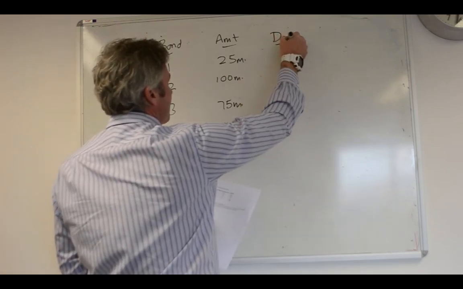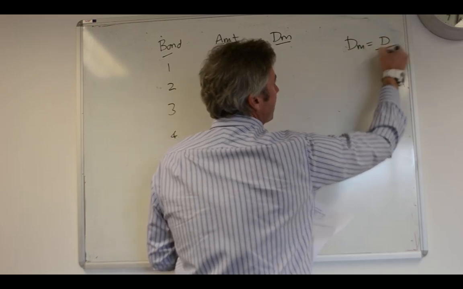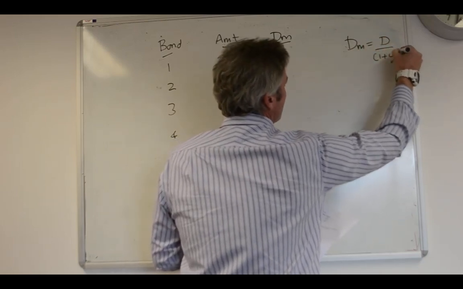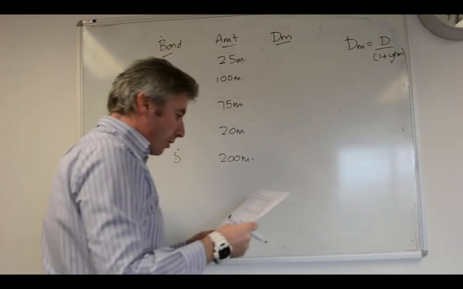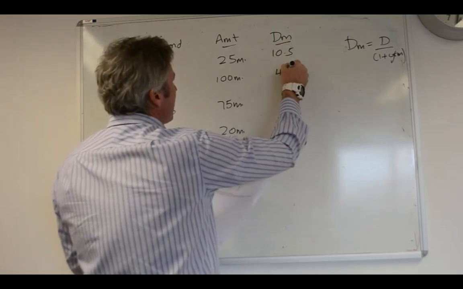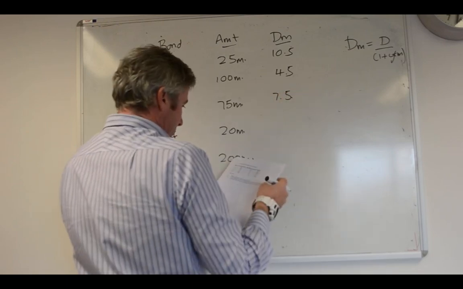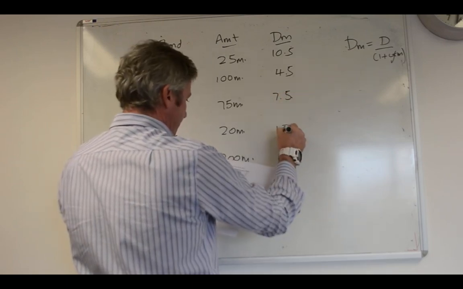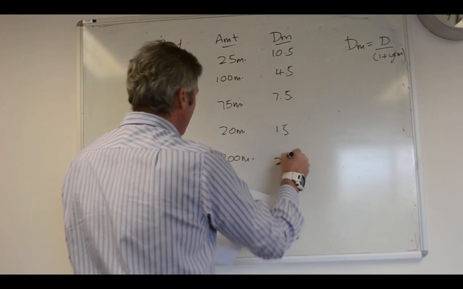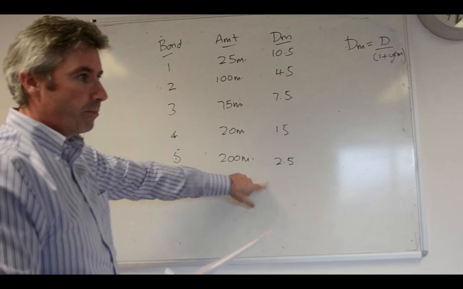So the modified duration. Remember, the modified duration is Macaulay's duration divided by 1 plus the yield to maturity. So the modified duration is 10.5, 4.5, 7.5, 15 and 2.5. So we've got the largest amount, as you can see, 200 million, in the shortest duration bond.